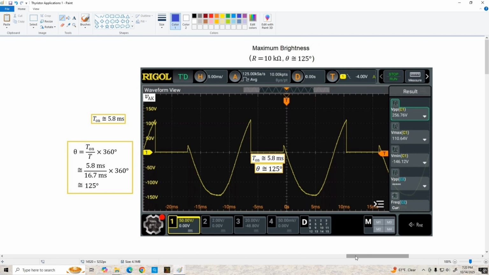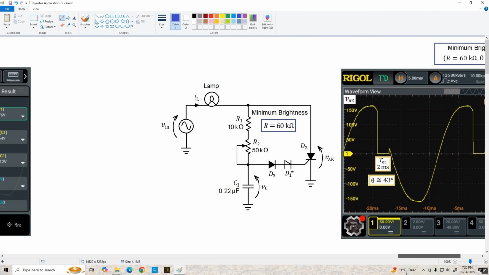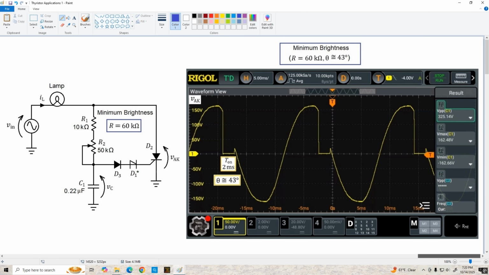Now, the next step in the analysis would be for us to analyze the circuit with the pot set for maximum resistance and minimum brightness. And I'm going to leave that for you guys to do as homework. And I'm just going to show you what happens in the real circuit if we do that. I adjusted the pot for maximum resistance. We've got 60 k ohms, and now our conduction angle decreases to 43 degrees. This is my anode to cathode voltage waveform.